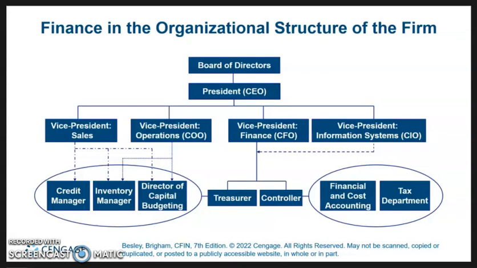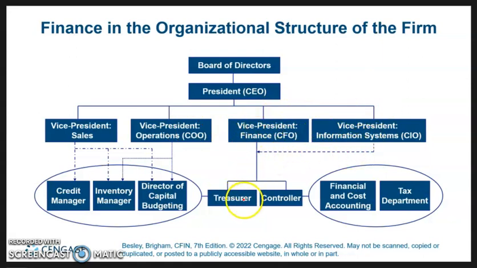Okay, this is a typical corporate structure. We have the board of directors, the CEO. If we come down here, we see the vice president of finance, or CFO. We have the other departments: sales, operations, information systems. So we look, information systems flows back into finance.